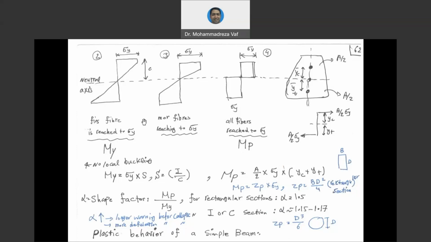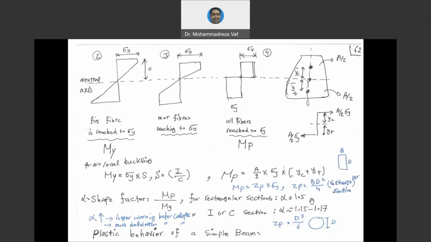Because when the force increases and you reach My at this bending moment, you'll see a large deflection inside your beam. So if this large deflection is going to prolong until you reach a very large Mp, then collapse occurs. You have more time to live. However, if My and Mp are very close, then the moment that you see the crack, the beam is going to collapse. Therefore, you don't have time to leave the structure. That's why structural cross sections that give us a larger shape factor are considered more suitable for our plastic analysis and plastic design.